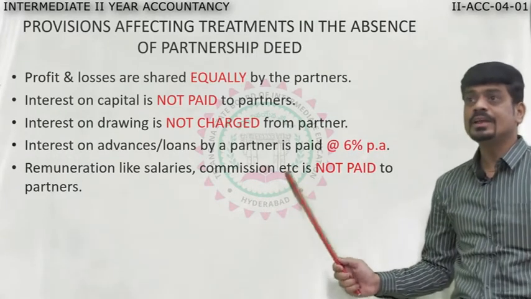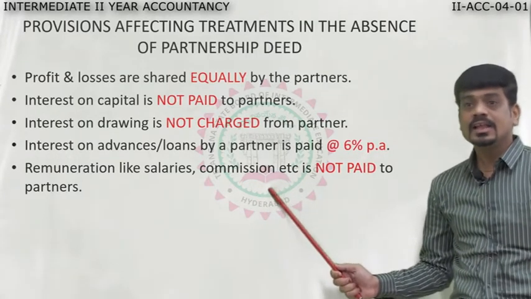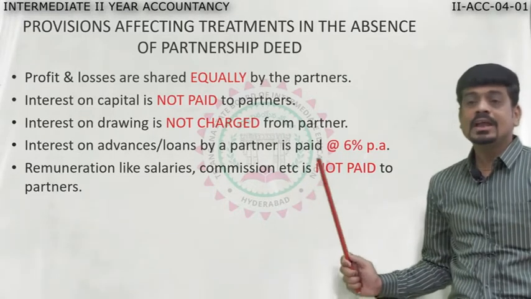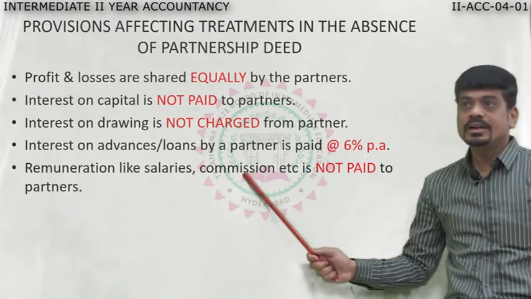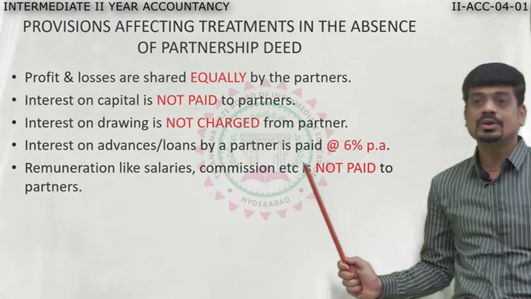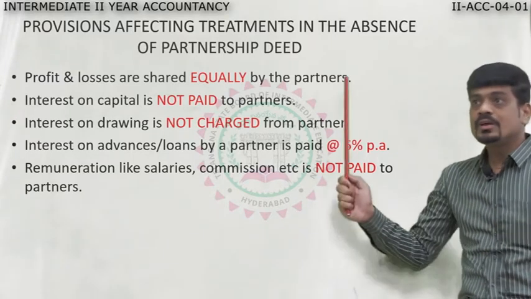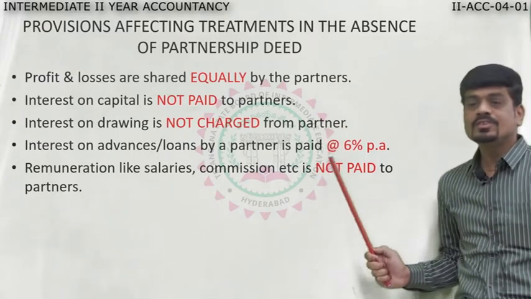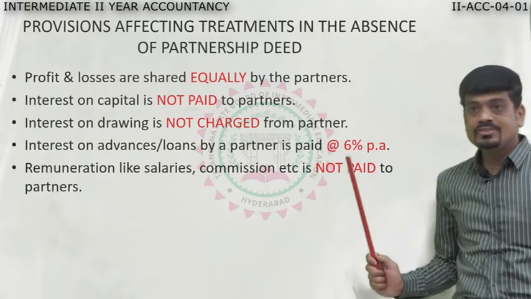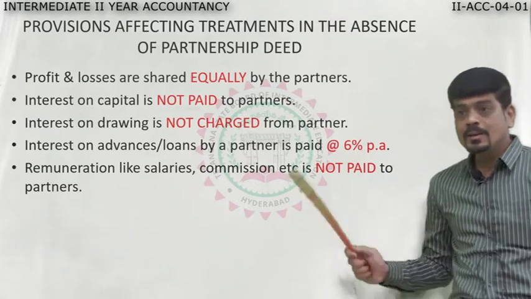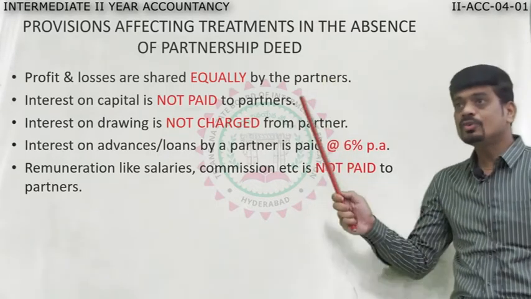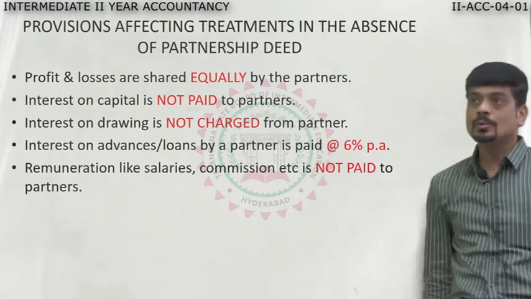Then comes the next point, where we see that no partner will get any remuneration. That is, salary, commission, or any extra benefit is not going to be given, other than the profit. These are the 5 rules which are applicable when there is no partnership deed. But generally we see that there will be a partnership deed and all these items are given. And based on these, I am going to teach you the problem.